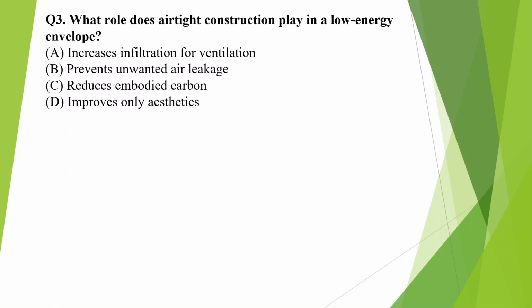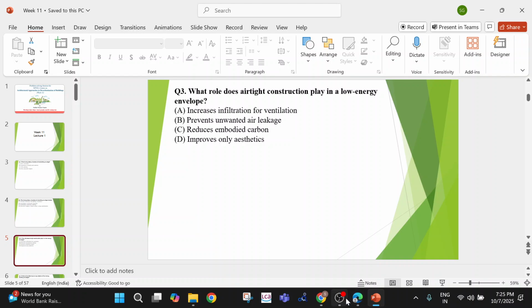Whether it increases infiltration. If you are having airtight construction, then how can the infiltration increase? Infiltration is basically the air leakages, or prevented unwanted air leakage. Reduces embodied carbon? It's not about embodied carbon. Embodied carbon comes when the building is getting constructed, material is getting prepared or transported. It is not about when the building is in operation or air leakage is happening. Then operational carbon can be one of the factors, but not embodied carbon. So what do you think, all of you? What should be the correct answer as per you all?